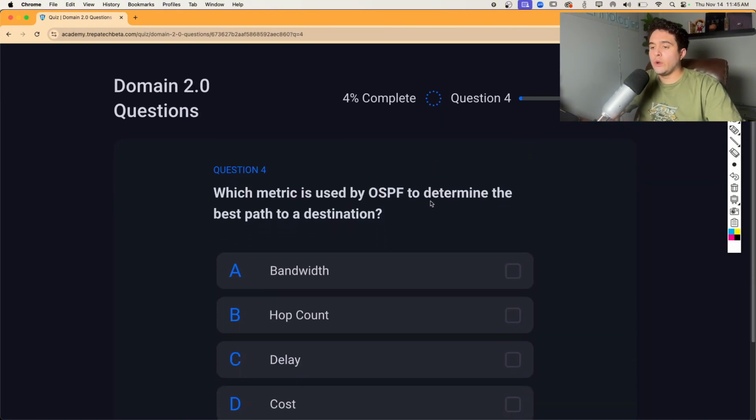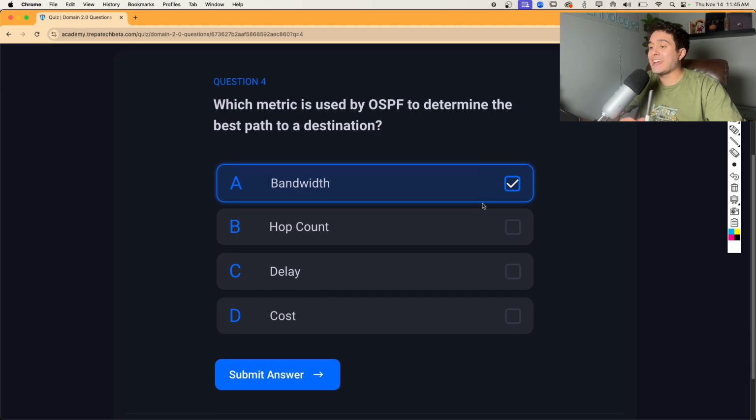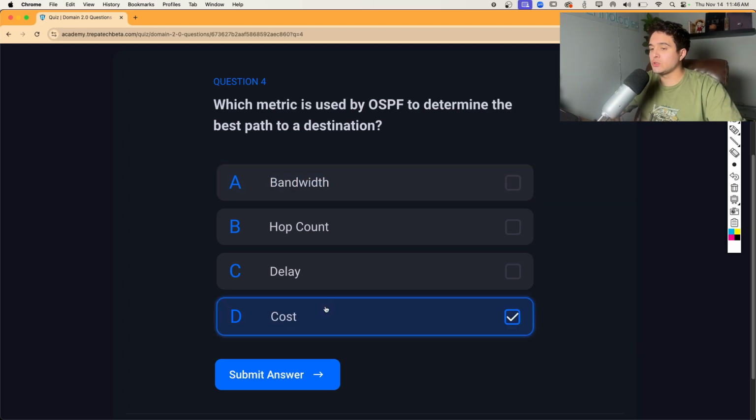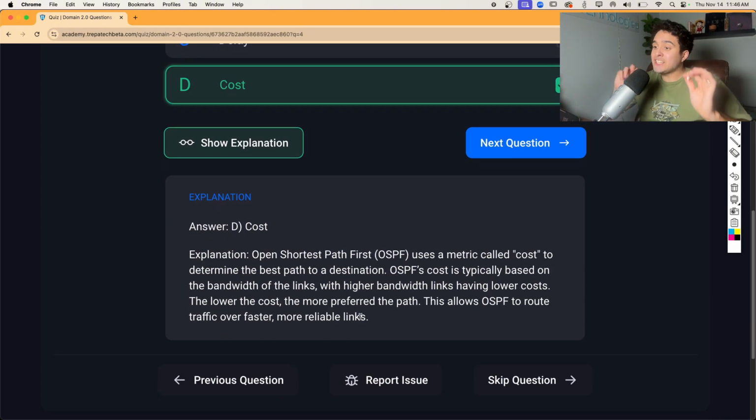Question 4. Which metric is used by OSPF to determine the best path to a destination? OSPF uses bandwidth. That's the metric, with a reference bandwidth of 100 megabits per second divided by the actual bandwidth on a link. Oh, you know what? Hold on. We use bandwidth to determine the metric of OSPF, but in OSPF language, it's actually called cost. So I'm going to go with cost here. So yes, the metric that OSPF uses is bandwidth.